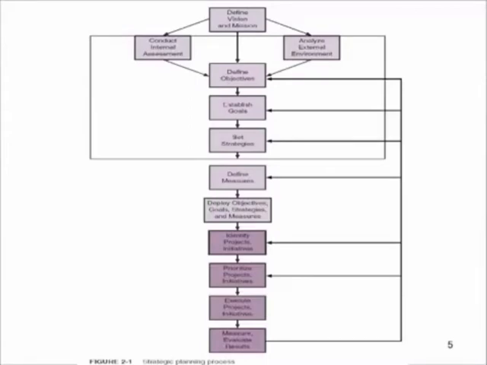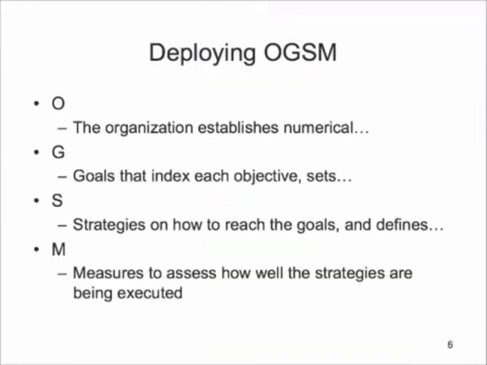Okay, so then you're going to deploy the objectives, goals, strategies, and measures. You're going to identify projects, prioritize the projects and initiatives. You're going to execute and then measure and evaluate. Now this is called the OGSM model, where the organization establishes numerical objectives, and those objectives are going to set goals that index each objective, and then those goals are going to set strategies on how to reach the goals, and then that's going to define the measures.